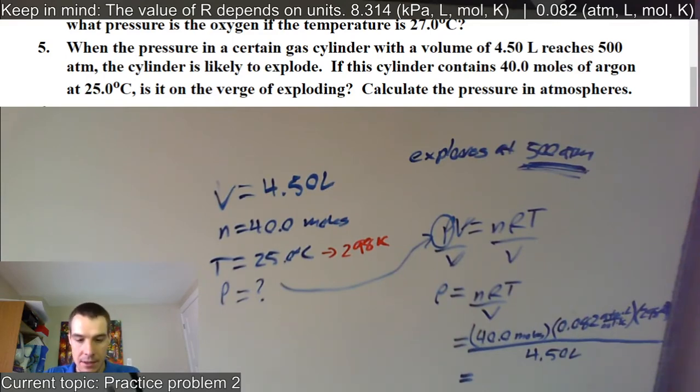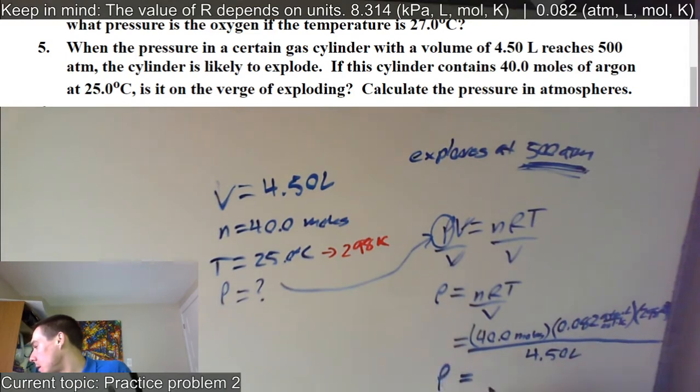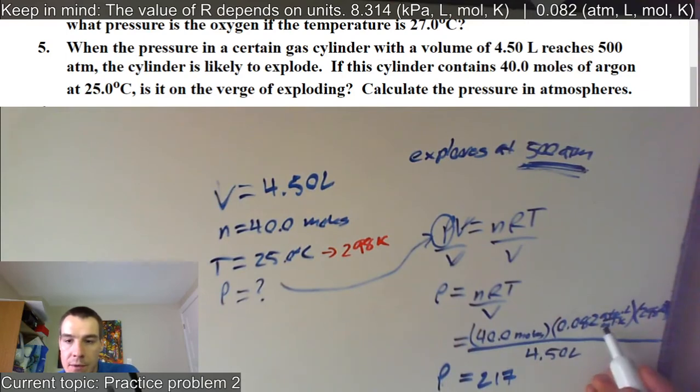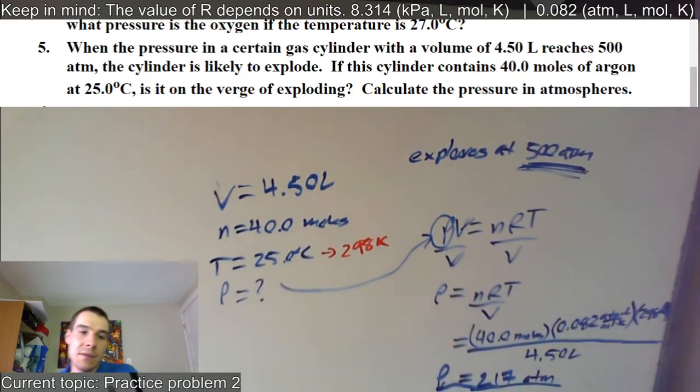When I put it through like that, we can figure out this thing: 40 times 0.082 times 298, divided by 4.5. I get 217. So P is equal to 217. What's our unit? Moles cancels moles, Kelvin cancels Kelvin, liters cancels liters. Atmospheres. We chose the atmosphere version for a reason. So it's currently at 217 atmospheres. It bursts at 500, so it's not even halfway there. I think we're okay. And we calculated our pressure in atmospheres.